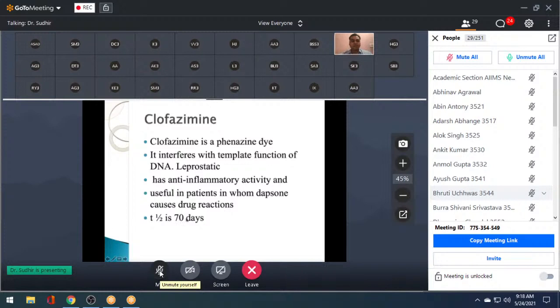Another drug having this type of half-life, about 90 days, is amiodarone, that is used in arrhythmia. So you should remember these drugs having very long half-life, and you should remember the drugs having very short half-life, that is adenosine. So clofazimine is a drug having a very long half-life, 70 days.